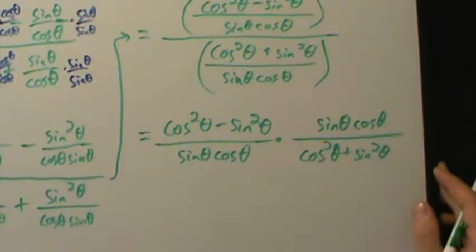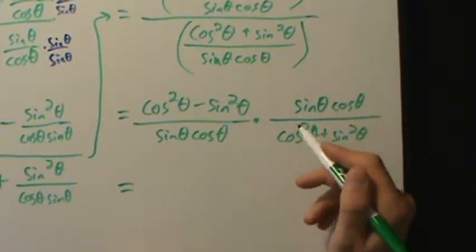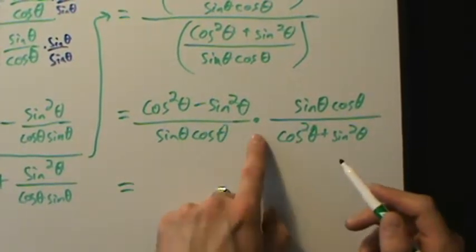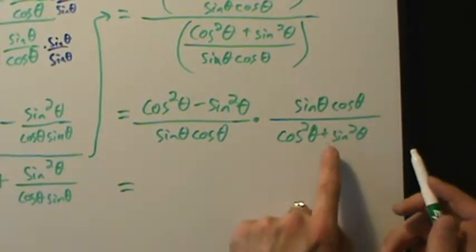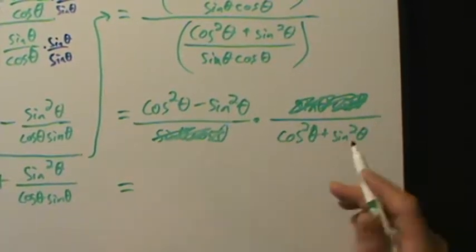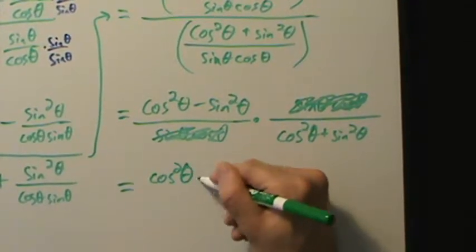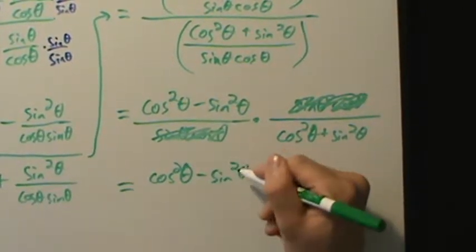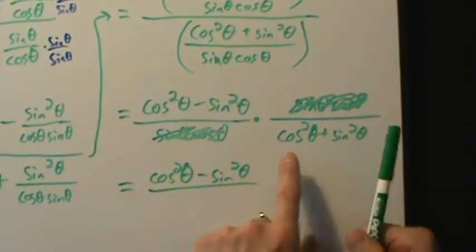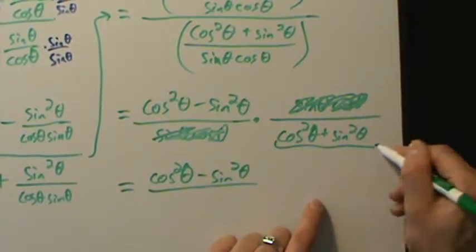Okay, so then, continuing, notice we have some cancellation going on here, that's great. So blah blah blah divided by sine of theta cosine theta times sine of theta cosine theta divided by blah blah blah. So sine theta cosine theta cancels up here and down here. And then what we have is cosine squared of theta minus sine squared of theta divided by what's happening on the bottom now. Well, cosine squared of theta plus sine squared of theta, that is 1, right? This whole thing just equals 1.